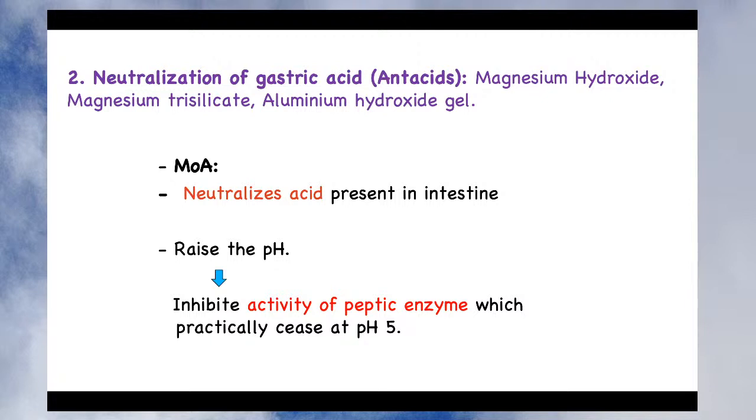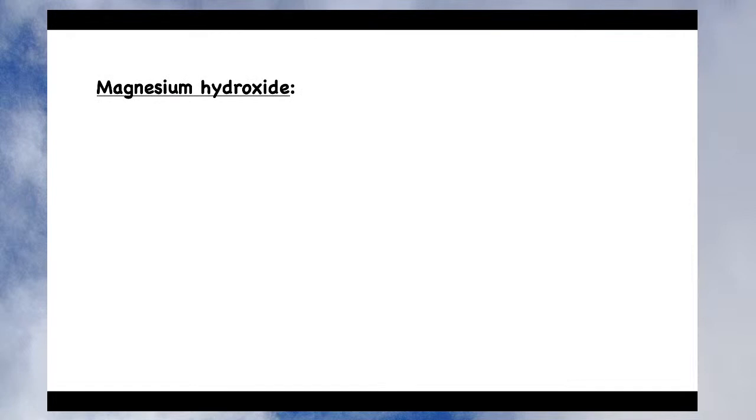When the pH goes up to the level of 5, it inhibits the activity of the peptic enzyme, because its activity practically ceases at pH 5. When the activity of the peptic enzyme ceases, it will not further stimulate your basal cells to secrete more acid into your intestine. This is how these drugs work as antacids, by neutralizing acid and ceasing the activity of the peptic enzyme due to the increase in pH of your GIT. The second drug is magnesium hydroxide.